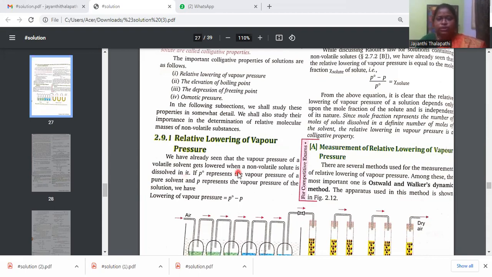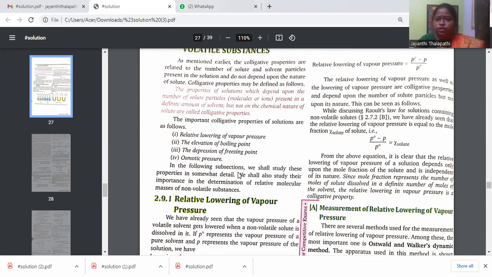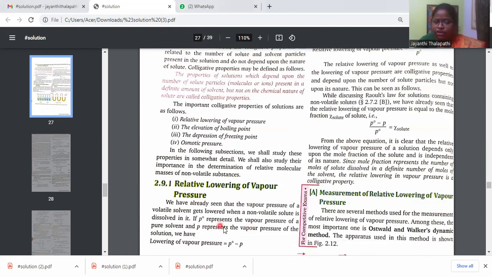Okay. So over here, the relative lowering of vapor pressure. Lowering of vapor pressure is P naught minus P. What is P naught here? P naught represents the vapor pressure of the pure solvent, and P represents the vapor pressure of the solution. Suppose I say ethanol and water: here the solvent is ethanol, and the solution is ethanol plus water. So lowering of vapor pressure is P naught minus P, right?